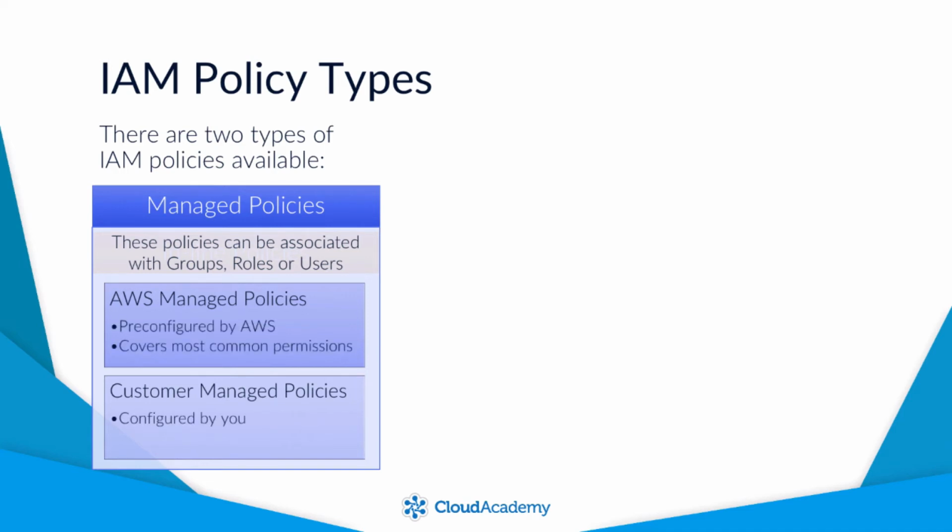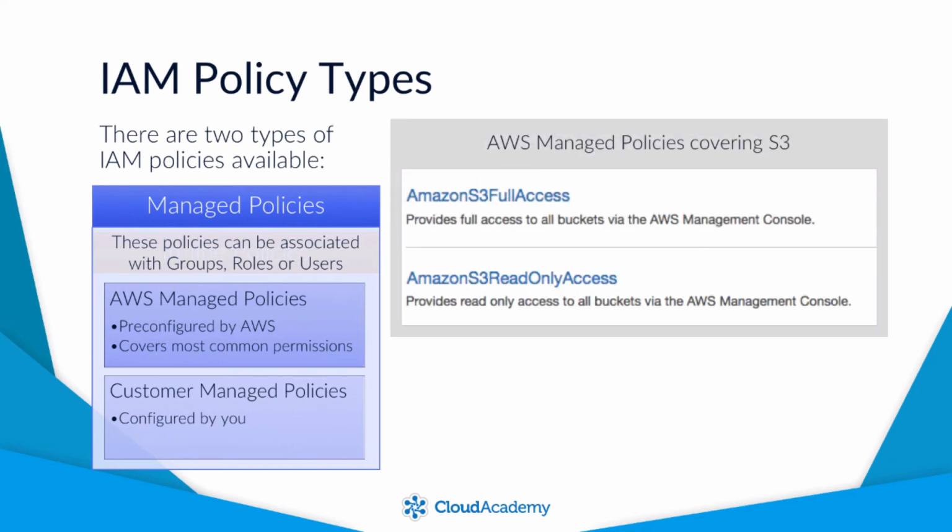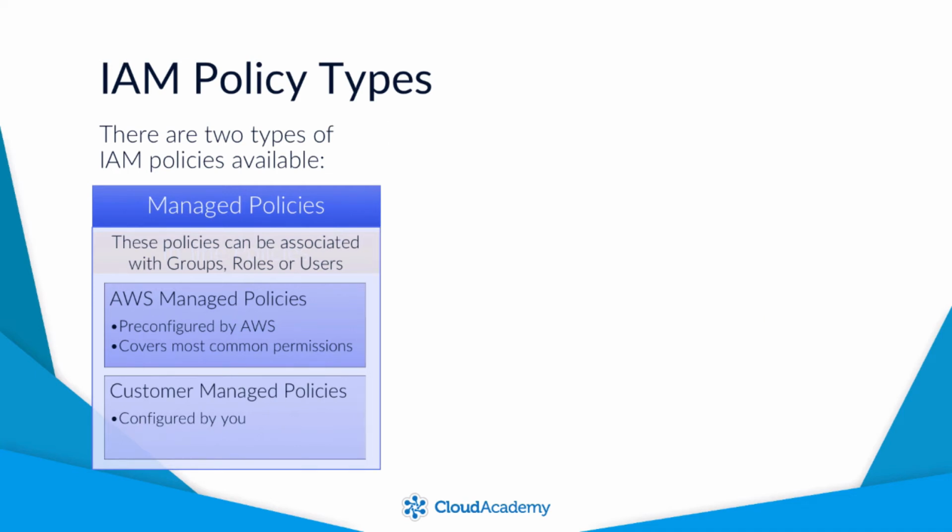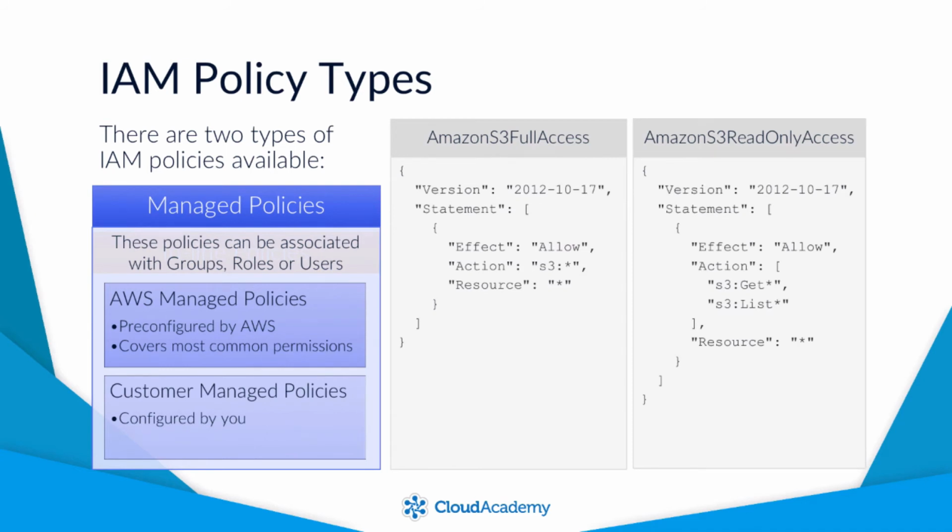The AWS managed policies have been pre-configured by AWS and made available to you to help with some of the most common permissions that you may wish to assign. For example, these two AWS managed policies covering S3. By selecting one of these policies, the necessary IAM JSON policy and its permissions will already be configured. The two policies are configured as follows. The difference between the two, separating full access from read-only, is made clear in the action element.